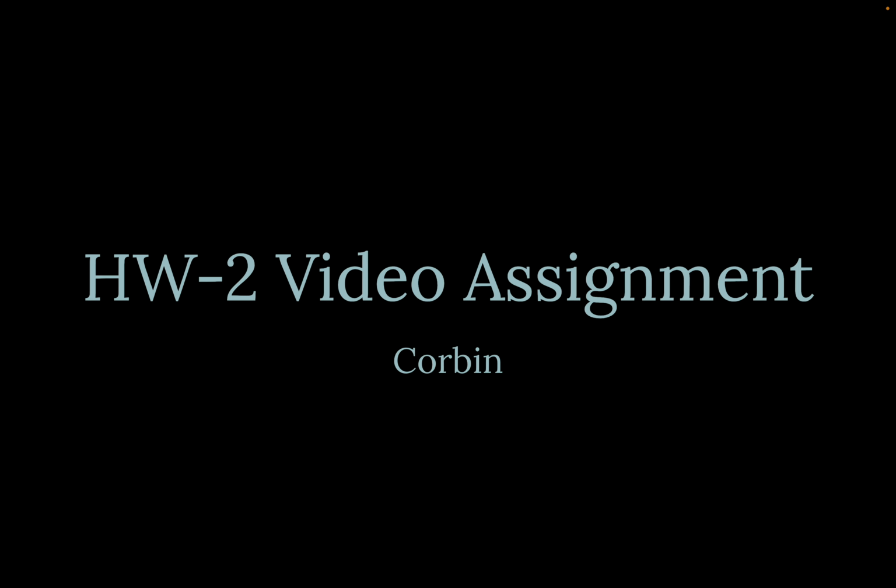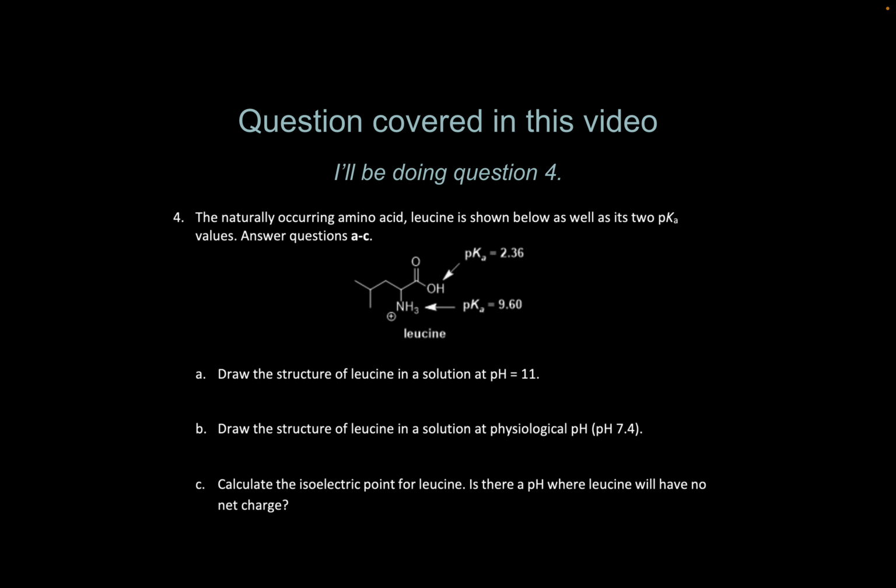So the question I'm going to cover in this video is question 4 of the worksheet. We have leucine here, an amino acid with 2 functional groups of interest: that OH group on that carboxylic acid with a pKa of 2.36 and an amine with a pKa of 9.60. Let's get into the individual questions.